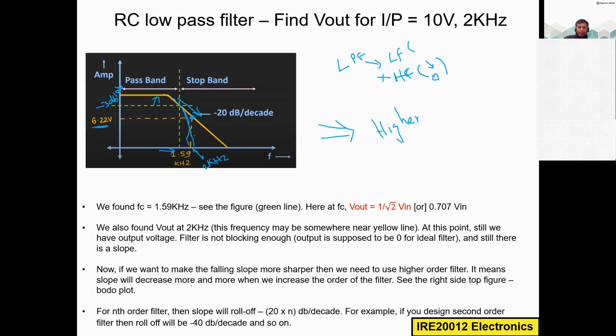So it means the slope will decrease more and more. When you use a higher order filter, the slope will decrease more and more as we increase the order of the filter. So we have second order, third order, fourth order, and so on.